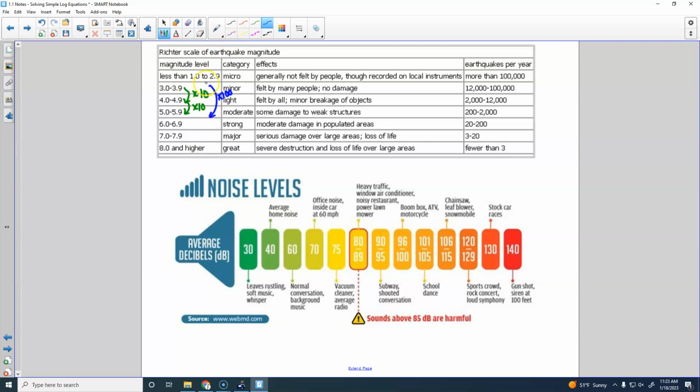So it's important to remember that whenever you hear things about earthquakes, because it's really easy to think that an 8 is really not that much worse than a 7, but an 8 is a lot worse than a 7.